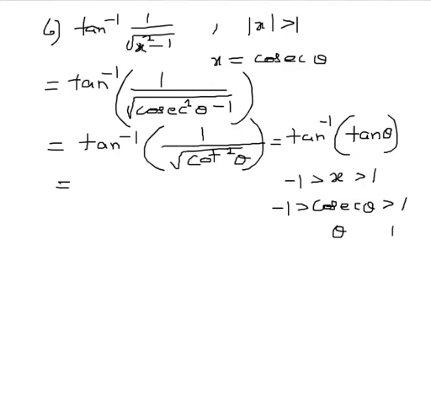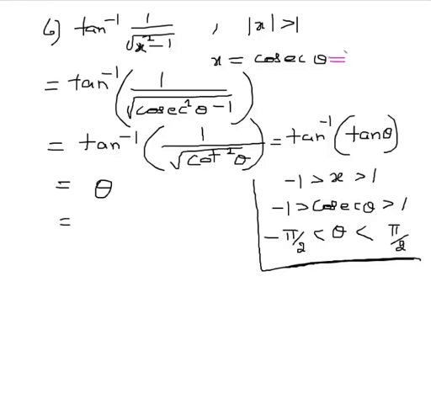Cosecant inverse of 1 is pi by 2 and this is minus pi by 2. Now we have to change the inequality when we take cosecant inverse, because it is 1 by sine, no? So reverse the inequality, and it is the principal value branch of tan inverse. Principal value branch for tan inverse is minus pi by 2 to plus pi by 2 open interval. Therefore tan inverse and tan could be cancelled. It becomes theta, and substitute for theta. From this, theta is cosecant inverse of x.